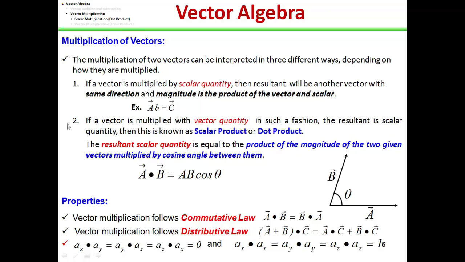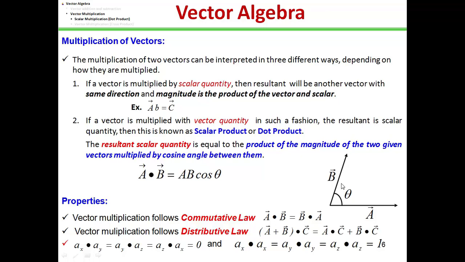And the second case is the scalar product or dot product. Basically, the dot product is the Euclidean magnitude, that is, the magnitudes of two vectors and the cosine of the angle between them. Which means if a vector is multiplied with another vector in such a way that the resultant is a scalar quantity, then it is said to be a scalar product or dot product. Therefore, the resultant scalar quantity is equal to the product of the magnitudes of the two given vectors multiplied by the cosine of the angle between them, and it can be written as a dot b is equal to ab cos theta, where theta is the angle between the two given vectors.